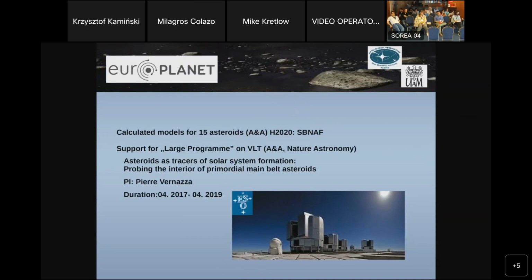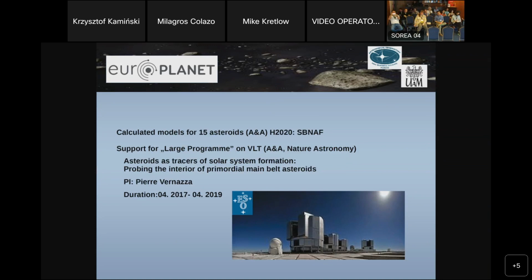So far, the data have been used to calculate asteroid spin and shape models. In the SBNAV project, we've calculated models for 15 asteroids. And it's worth saying that these are non-convex models, recovering some cavities and other non-convex features on the asteroids. And the data also supported a large program in which we used adaptive optics imaging from observations taken at VLT telescopes.